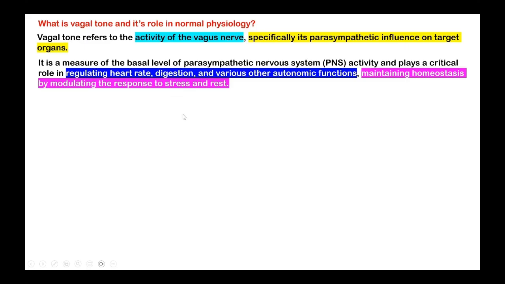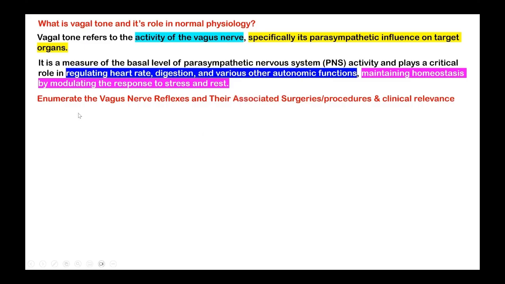We describe sympathetic activity as the fight and flight response. How do you describe parasympathetic activity? Is there any equivalent description, just like fight and flight for sympathetic? Rest and digest. Yes, very good. Answers are here. Rest and digest. That is how it is described.